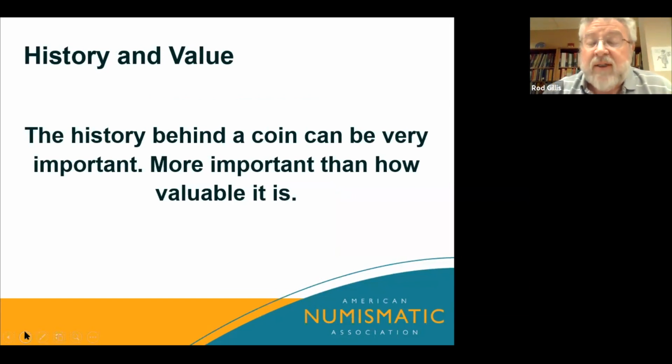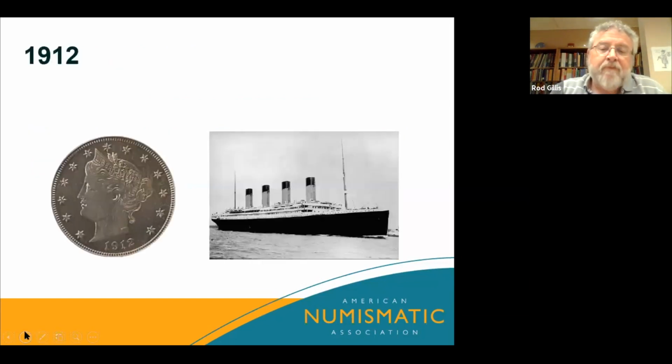As a matter of fact, I would like to suggest that the history behind a coin can be very important. Sometimes more important than how valuable it is. Let me show you what I mean. So here we have two images. On the left-hand side, we have an image of a 1912 Liberty Head nickel. Now, 1912 Liberty Head nickels are not an extremely valuable coin. There are probably very few dealers who huddle up to one another at a coin show and talk about the value of a 1912 Liberty Head nickel because they are of fairly modest value.